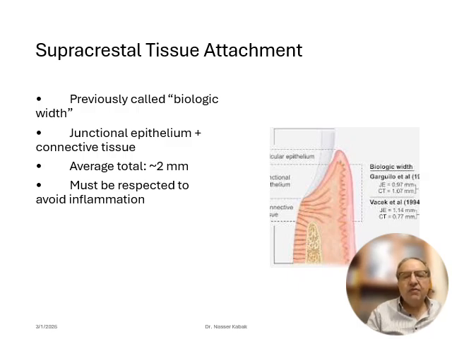If we violate this space by introducing the margin of the restoration deep inside the gingival tissues, we'll violate the biologic width, and subsequently either the gingival tissues will become inflamed and this will lead to hypertrophy, or the gingival tissues will recede and this will lead to gingival recession.